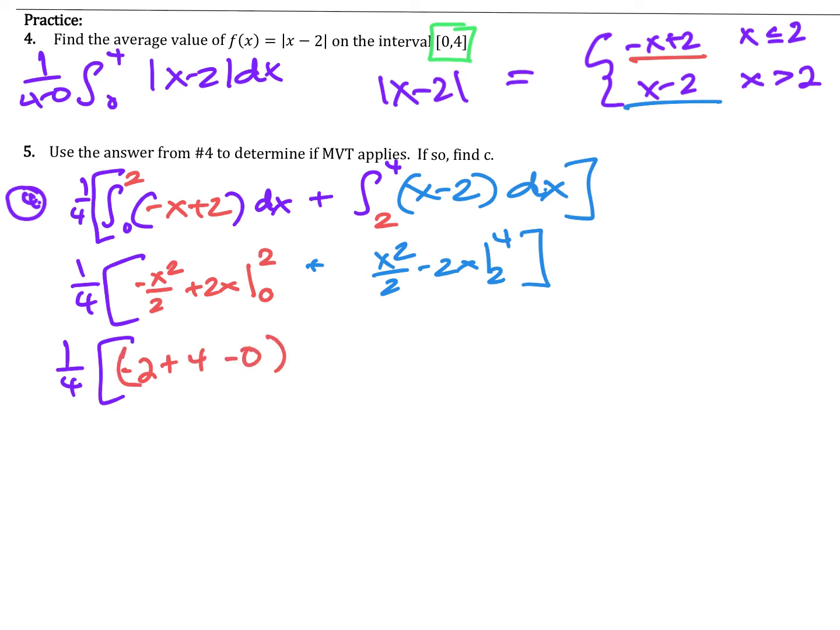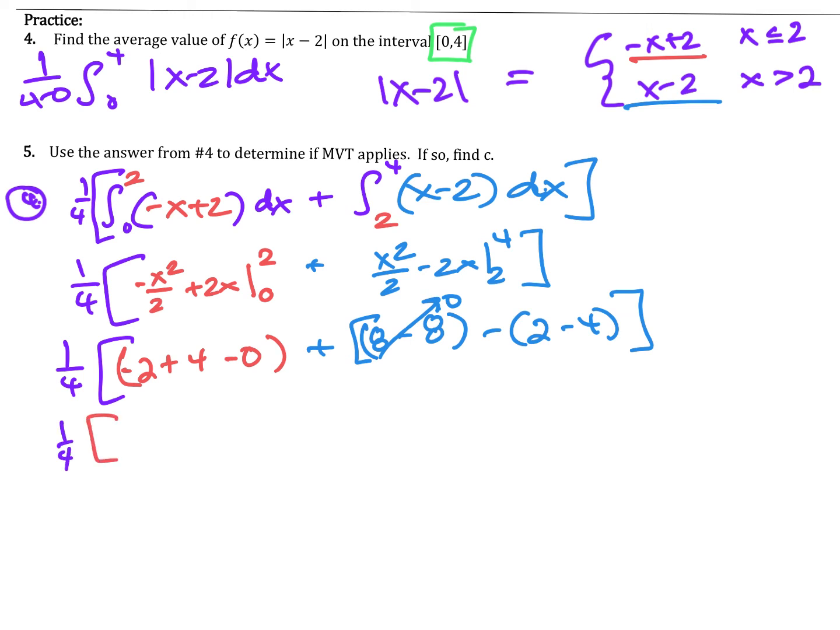And if I evaluate the blue over here, if I plug in 4, 4 squared is 16 divided by 2 is 8, minus 2 times 4 is 8. So that's going to just end up being 0. Minus, if I plug in the bottom, 2 squared is 4, divided by 2 is 2, minus 2 times 2 is 4. So if I'm going fast, pause the video, give yourself time to work through that basic calculus simplification here. This whole thing is going to simplify to be 2.